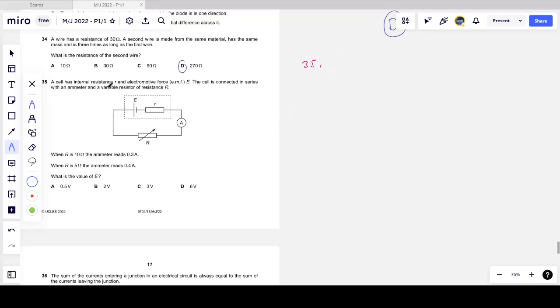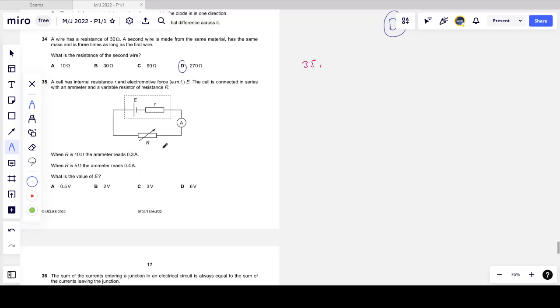So question 35 says we have a cell of internal resistance little r and EMF uppercase E. The cell is connected in series with an ammeter and a variable resistor of resistance uppercase R. Uppercase R is 10 ohms and the ammeter reads 0.3 amperes. Then R is 5 ohms and the ammeter reads 0.4 amperes. We want to find the value of E.